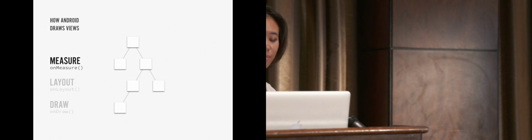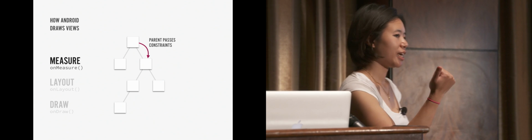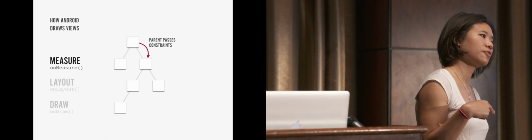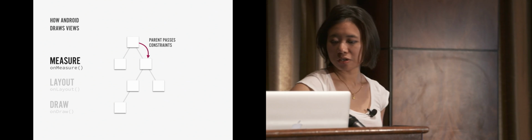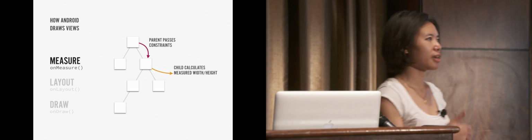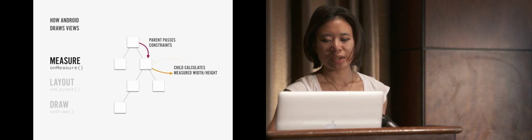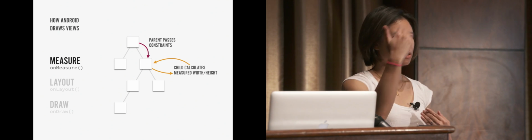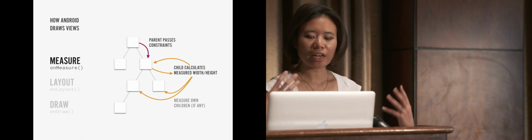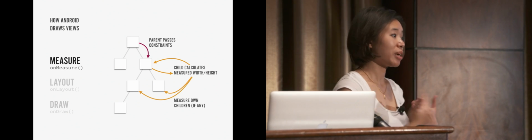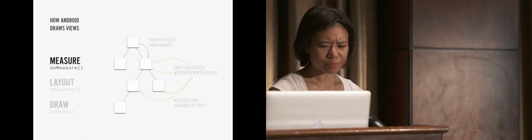So what happens with measure is that, starting at the root and going down from parents to children, the parent will figure out some constraints for each of its children on how big they can be. And then that child will take those constraints and figure out, okay, given what the parent has told me about how big I can be, here's how big I want to be. And then it keeps that to itself until the parent's ready later on to read that information. And in the process of calculating its own width and height, that child might actually measure any children that it has as well. So again, it's a recursive process.